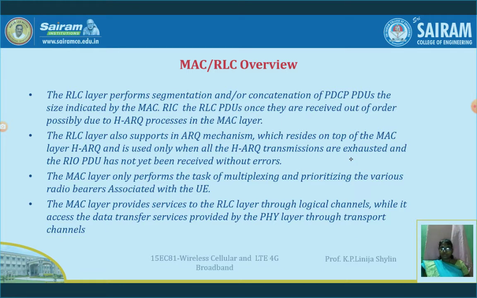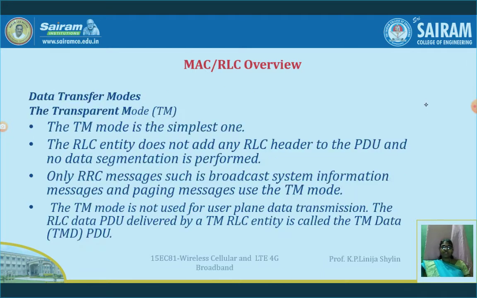This MAC layer, as we already discussed, provides the radio resource allocation service. So this MAC layer will work in three modes. There are three different types of modes. The data transfer mode is categorized into three: transparent mode, abbreviated as TM; unacknowledged mode, that is UM; and acknowledged mode, AM. First we will see the data transfer mode, that is transparent mode.